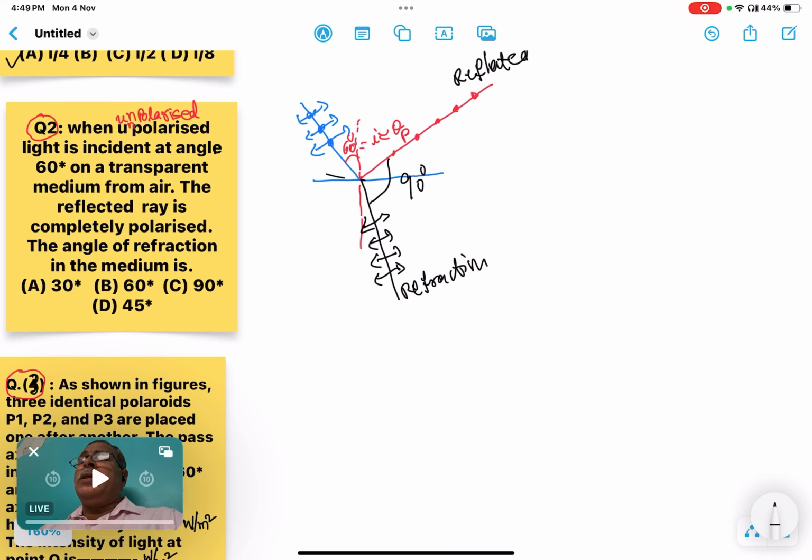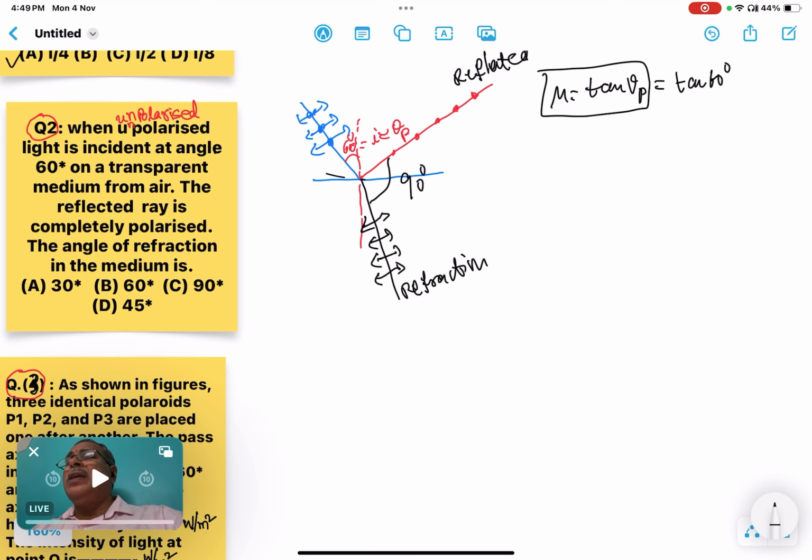So mu is equal to tan theta p, where the angle of incidence is given there. Tan theta p is tan 60. Recognize this formula first of all. Brewster's law: if the reflected ray and refracted ray are perpendicular to each other due to complete polarization, then mu equals tan theta p, where mu is the refractive index of the medium. Tan 60 is equal to root 3.